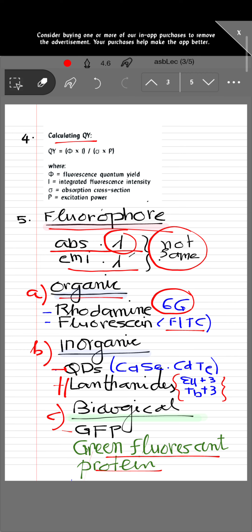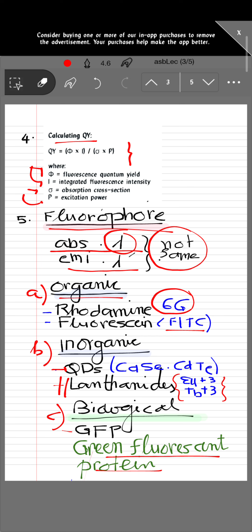We go into a little more detail. This is how you can represent quantum yield mathematically: phi into I by sigma into P. Here sigma is the cross section, P is the excitation power, phi is the fluorescent yield, and I is the integrated fluorescence intensity.